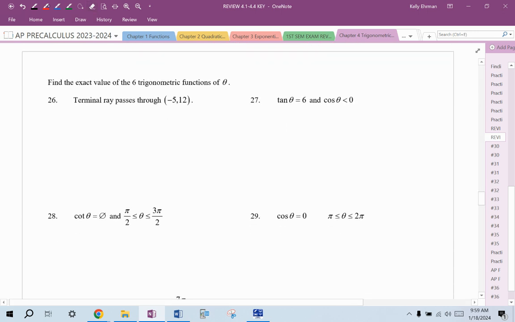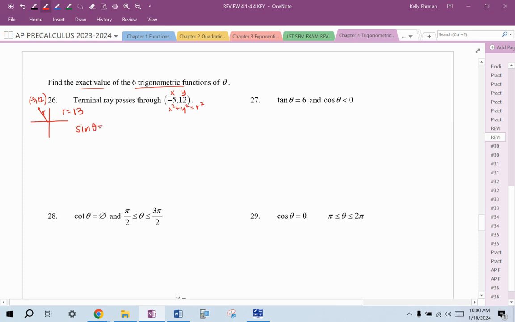For this next part, find the exact value of the 6 trig functions of theta. The terminal ray passes through this point. So you're given an ordered pair, which is an xy. You can sketch the ordered pair if you want to. It's negative 5, 12. And remember, for the 6 trig functions, you need to know x, y, and r. R is the radius. It's also found by saying x squared plus y squared equals r squared. So if you know your Pythagorean triples, r is equal to 13. And r is always positive, so it's only x and y that can be negative.